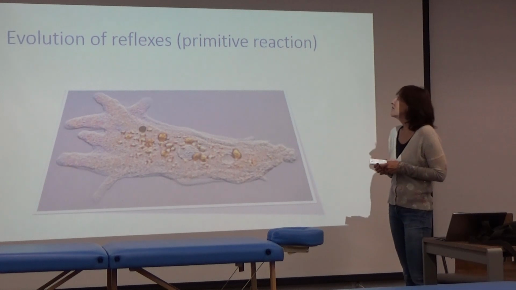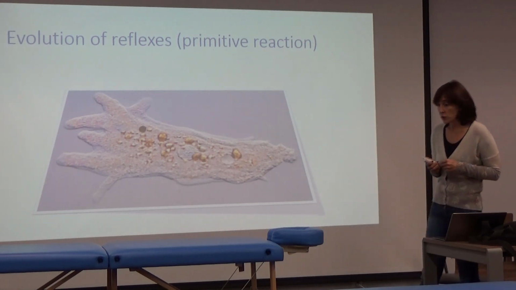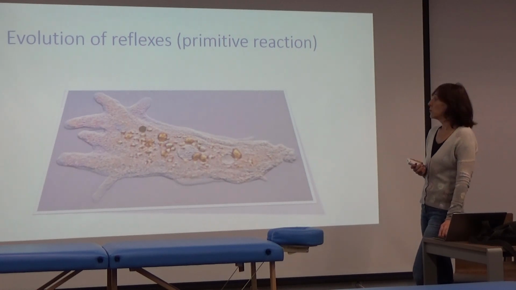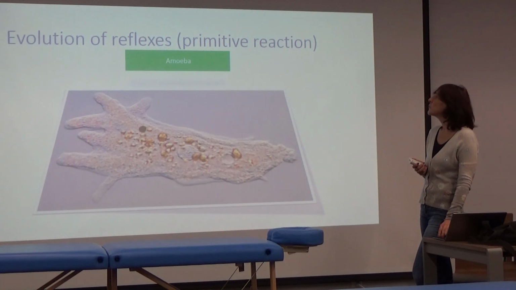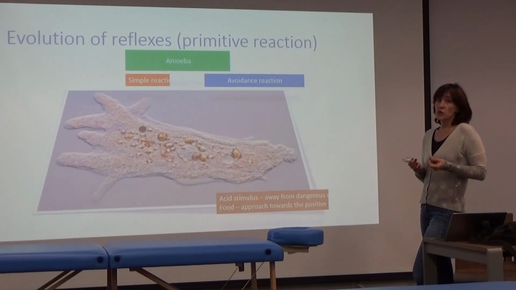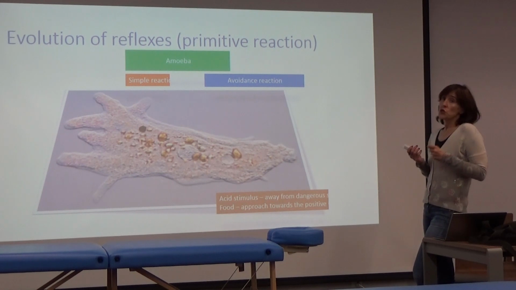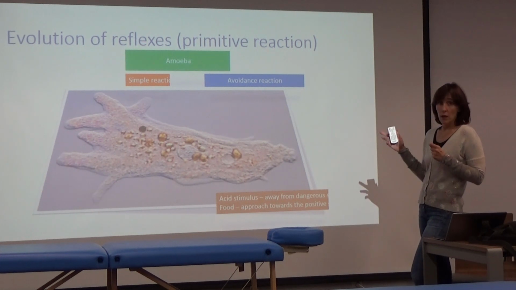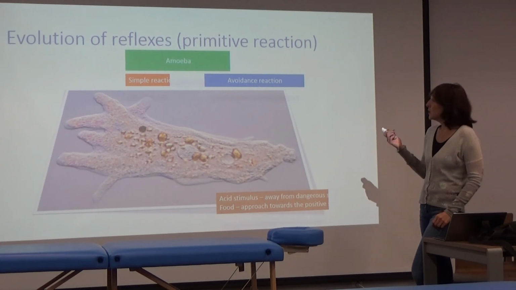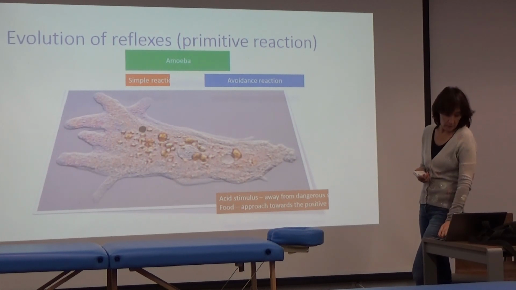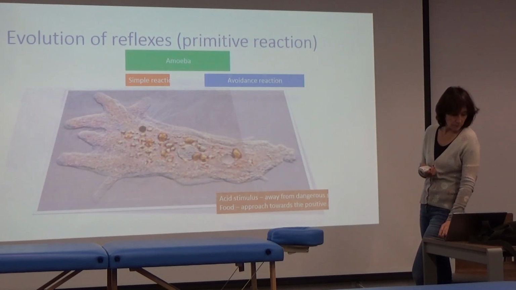So we have to talk about the evolution of reflexes, because it's very important. Reflexes didn't appear yesterday. They were programmed in all creatures, starting from the most primitive amoeba, which hasn't got a central nervous system, and already has a simple reaction. She has a reaction of avoidance, and a reaction of approach to the food. And she can learn the reaction. Actually, amoeba can learn. If you give an electric shock to an amoeba, it's going to withdraw from this stimulus. And it doesn't have any nervous system at all.